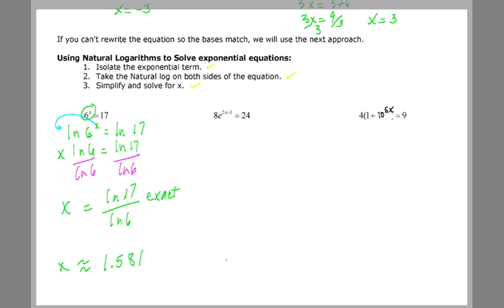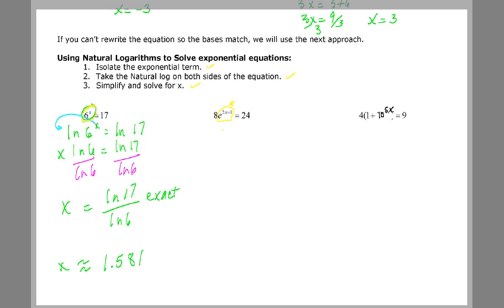But let's look at our steps here, where we need to isolate the exponent term. Over here, the 6x was the exponent term, and it was isolated. It stood alone. It's the base and the exponent that goes with it. Over here, the exponent term is the e to the 2x plus 1, not the 8. The 8 is multiplied by that. So this is the exponent term that has to be isolated. So we must isolate that first before we can do anything.